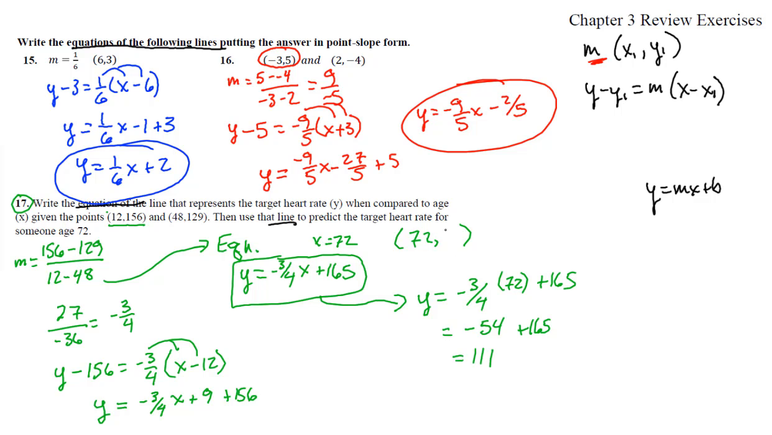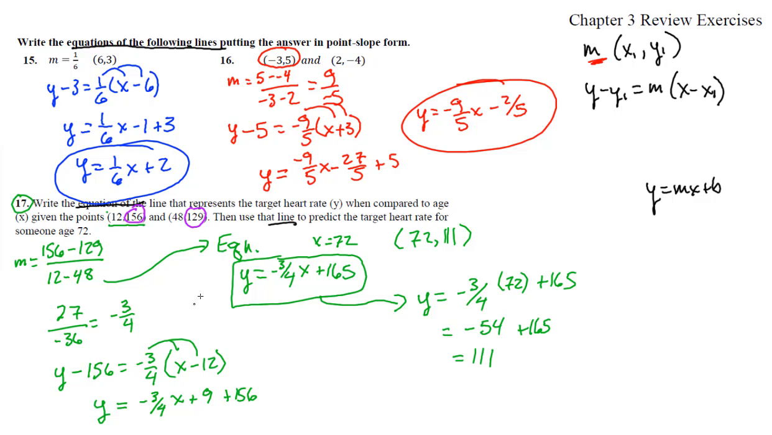So at 72 years of age, it's 111. Couple of interesting notes here. First of all, target heart rate for a 12-year-old, target heart rate for a 48-year-old. I'm not sure these are medically accurate, but that's what the numbers are representing, that it goes down. This is what the slope means, that the target heart rate will go down 3 beats per minute for every 4 years of age.